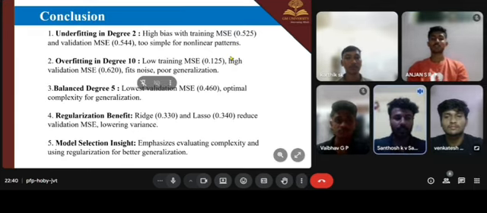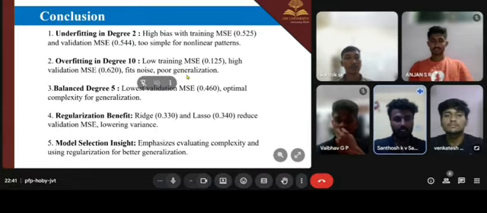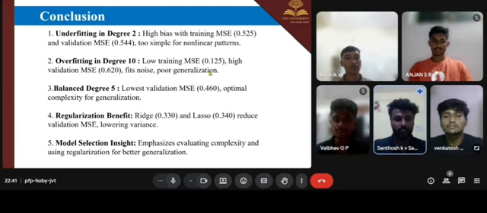Underfitting in degree 2: high bias, with training MSE 0.525 and validation MSE 0.544, too simple for non-linear patterns. Overfitting in degree 10: low training MSE 0.125, high validation MSE 0.620, fits noise, poor generalization. So balanced degree 5: lowest validation MSE 0.460, optimal complexity for generalization.